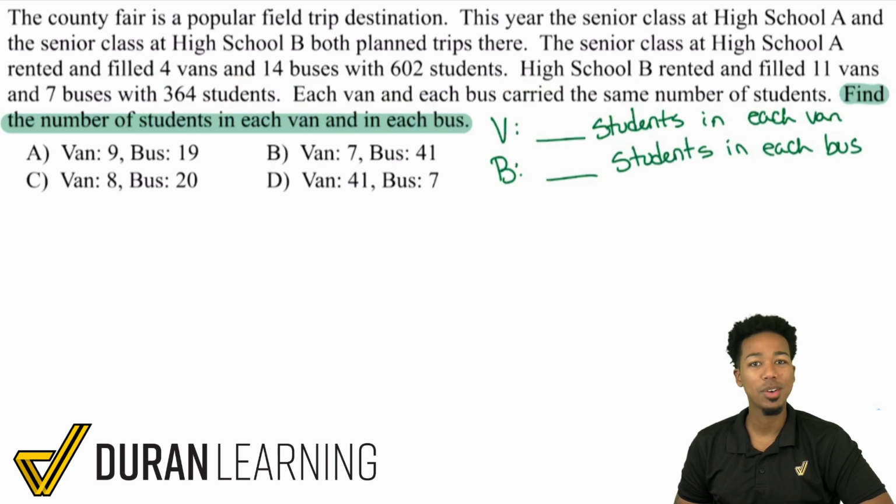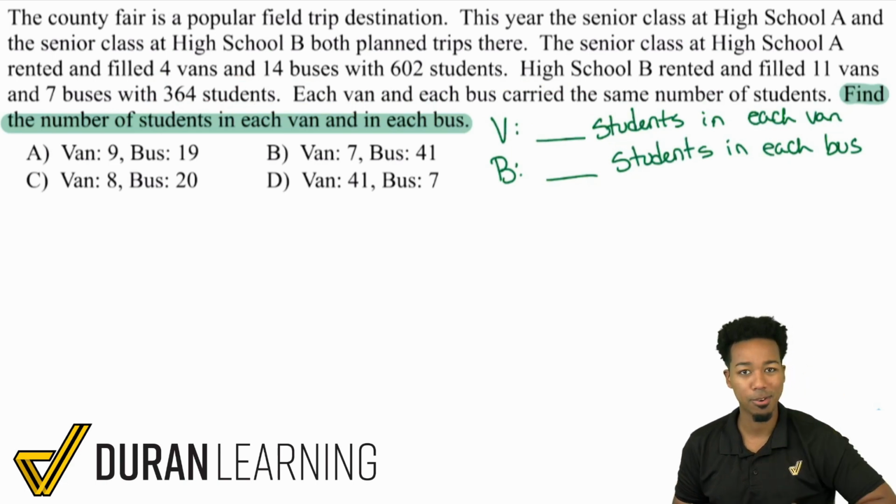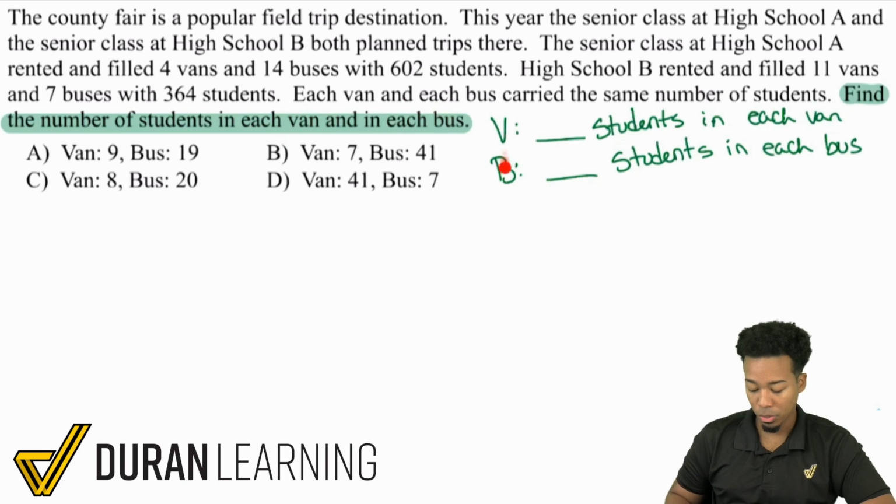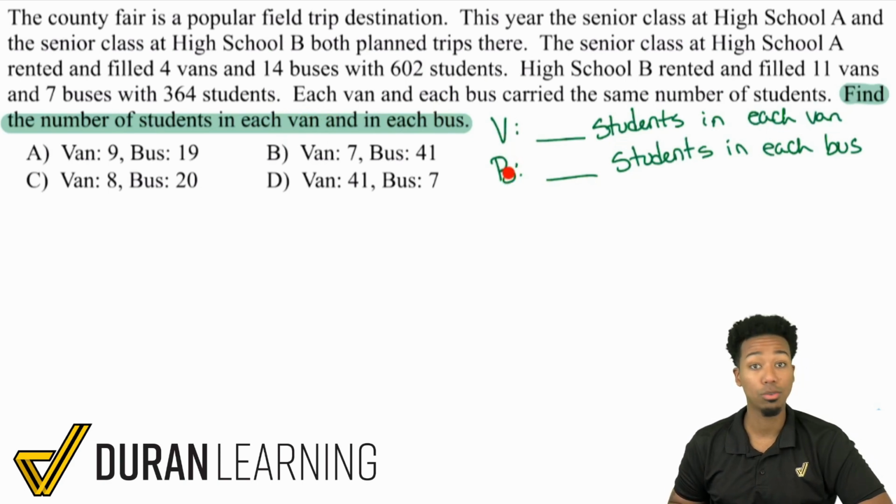Okay, here's how I know that this is a system automatically, my party people. Here's how I know automatically. I know because, look, first of all, the problem is asking me to find out the number of students in each van and in each bus. So we have 2 variables here, 2 things that I don't know already.